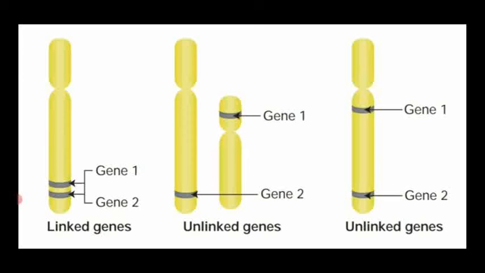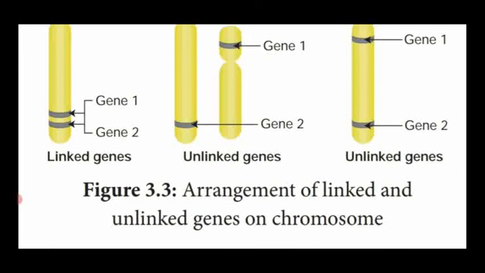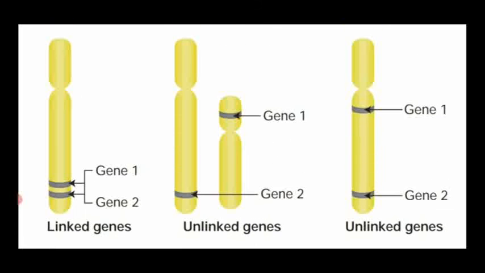So dear students, from this diagram, we concluded that genes which are located very closely on the same chromosome are linked together, and those genes are named as linked genes. Then the genes on a chromosome which are located at a distance or far apart, far apart means separated, are not linked together. Those genes are named as unlinked genes. Arrangement of linked and unlinked genes on chromosome is explained with the help of the diagram.